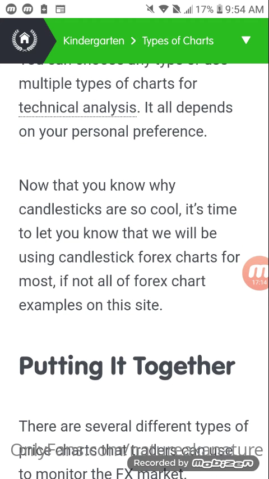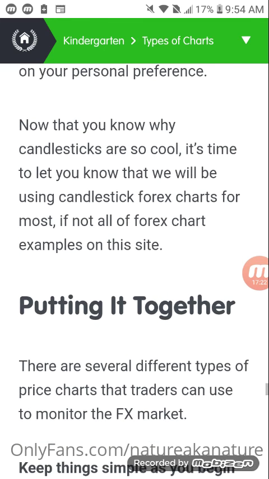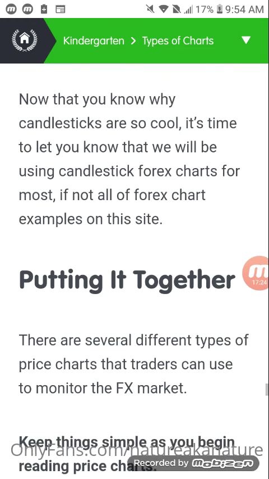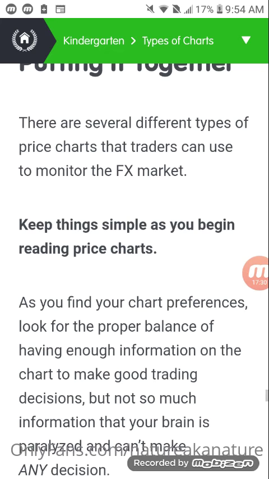Now that you know why candlesticks are so cool, it's time to let you know that most traders use candlestick forex charts. Forex candlestick charts are the best ones to use.